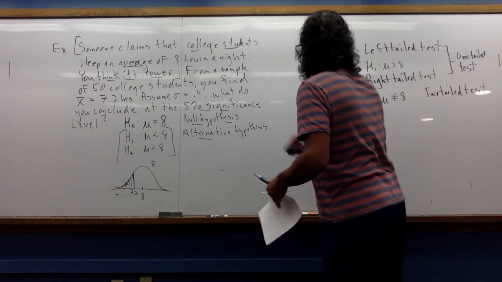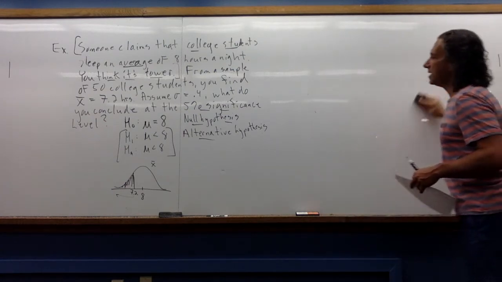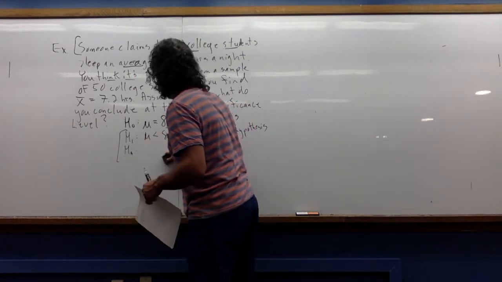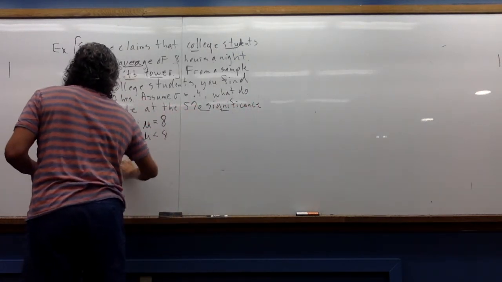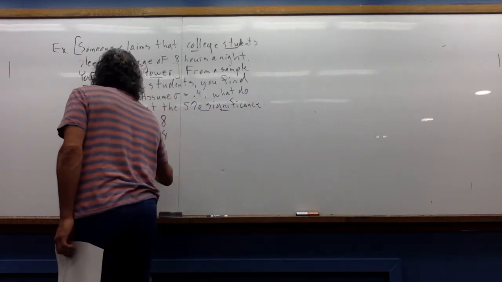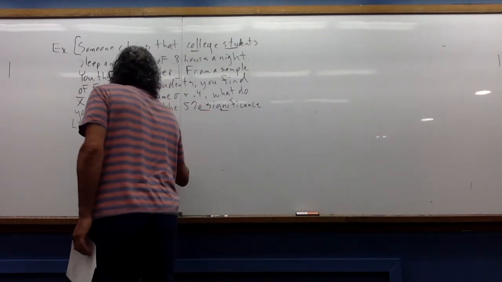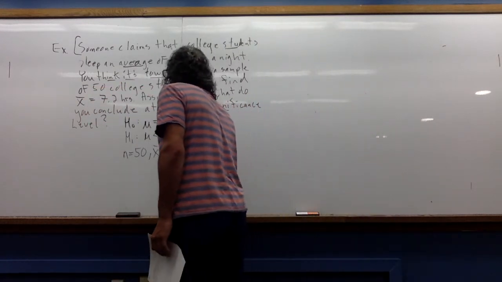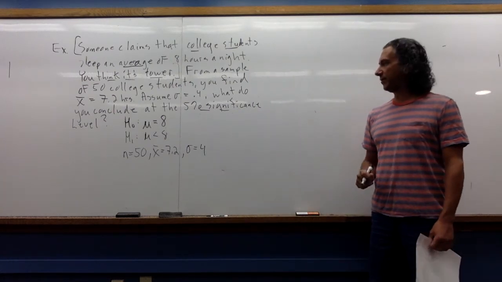Okay, so back to the information that we have here. Let me continue mathematizing it so that we have the information that we need, no more and no less. Okay, so from a sample of 50 college students, n equals 50, you find that x bar is 7.2. Assume that sigma is 0.4. What do you conclude at the 5% significance level?